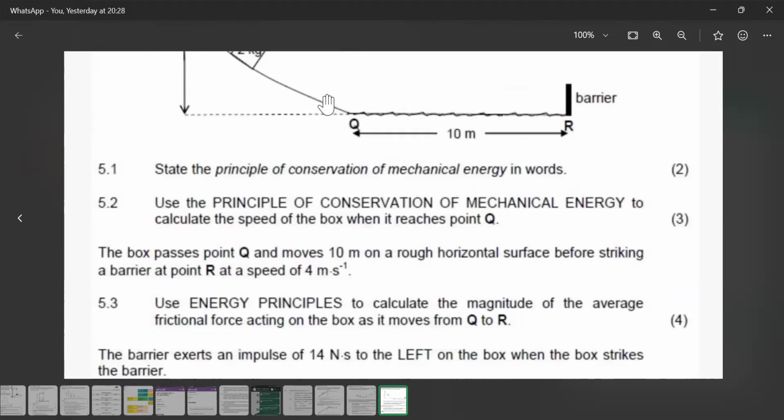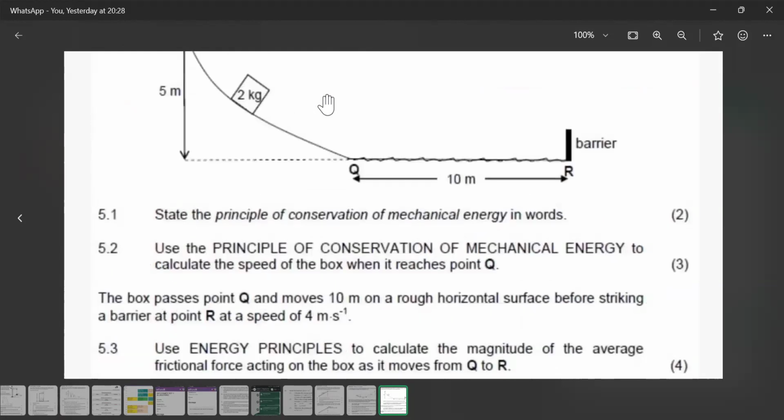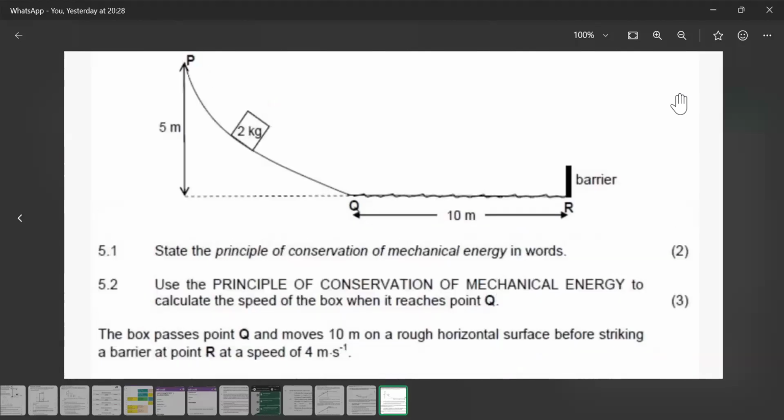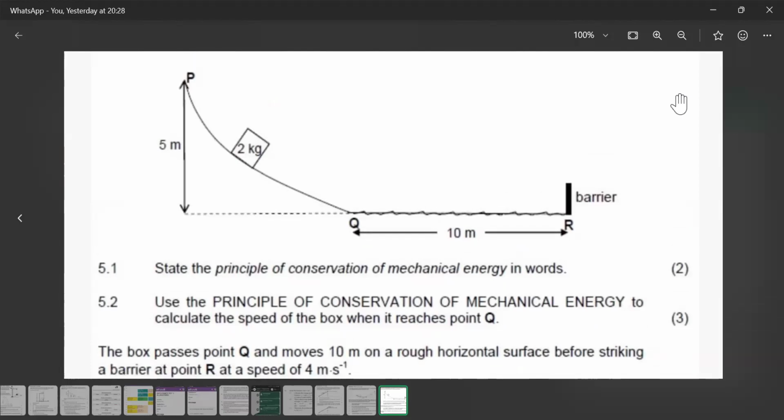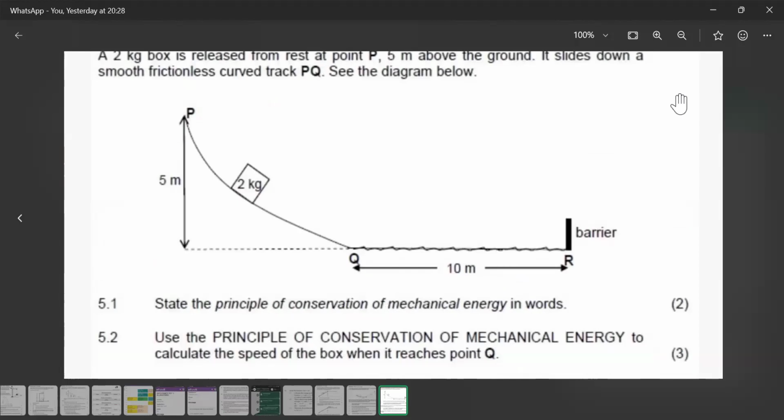Then the first question says, state the principle of conservation of mechanical energy. So it says the total mechanical energy in an isolated system is conserved or remains constant. That's fine. Next they say, use the principle of conservation of mechanical energy in order to calculate the speed of the box when it reaches the point Q.